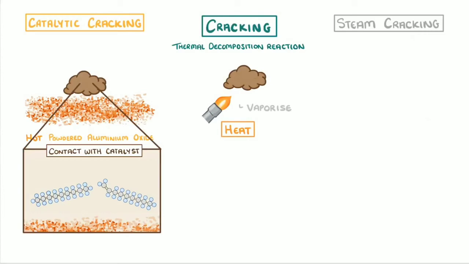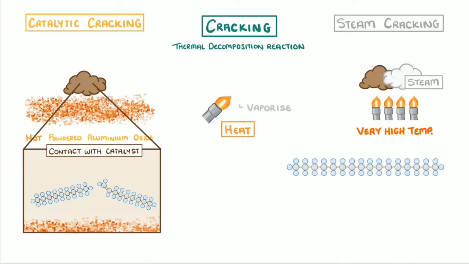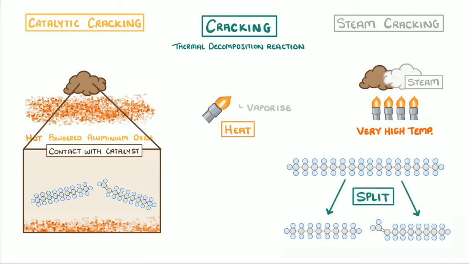On the other hand, for steam cracking, once we've vaporized our hydrocarbons, we mix them with steam, and then we heat them to a very high temperature, which again causes the long hydrocarbon chains to split apart into shorter ones.